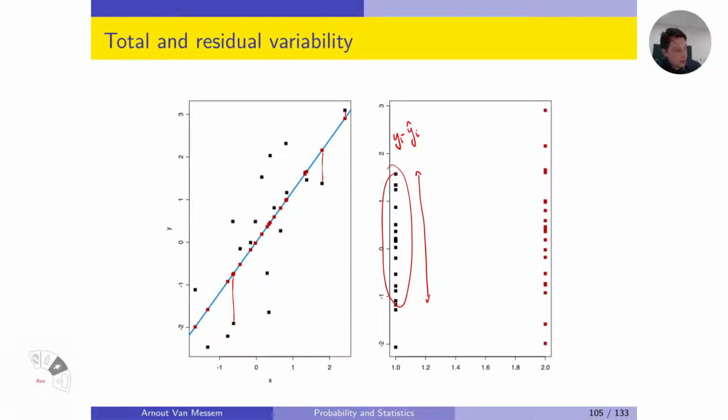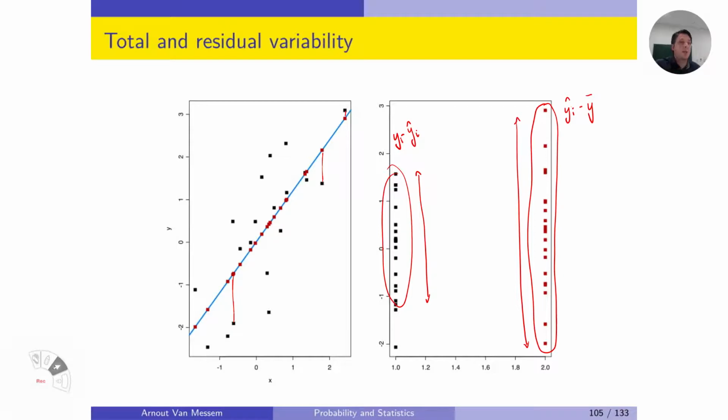On the other hand, if we want to look at what is the variability on the line, what we can do then is look at the difference between the predicted value and the average value. So what is the difference between my predicted value and the total average of all my data points? They are given here. So these are all those values. And again, variability is indicated by how wide they are spread.